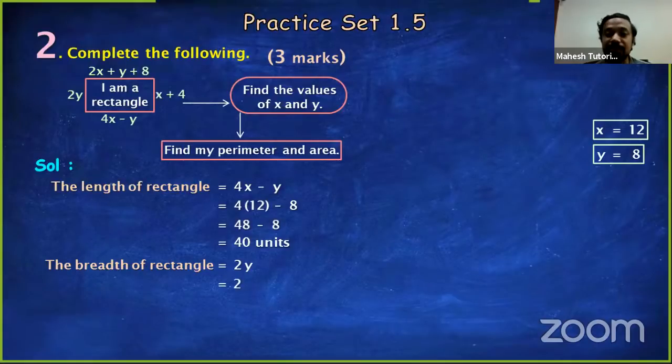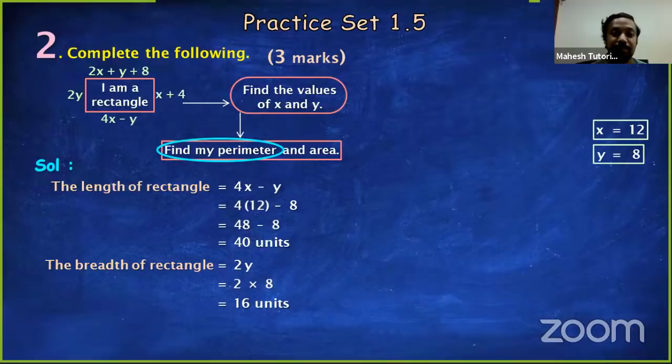Keeping 2 as it is, let us substitute the value of y. What is the value of y that we have got, students? 8. So in place of y we put 8. So now tell me, students, 2 times 8 is how much? 16. Perfect. So we have got the length and the breadth of the rectangle. So now we can easily find the perimeter and the area of the rectangle.